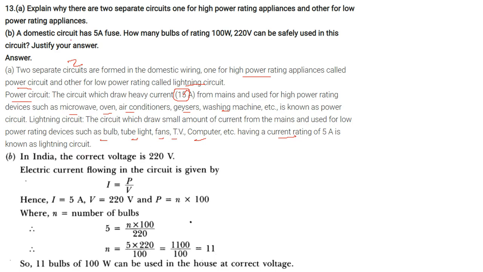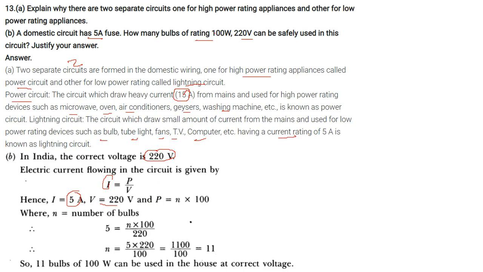A domestic circuit has a fuse of 5 ampere. How many bulbs of rating 100 watt, 220 volt can be safely used in this circuit? Justify your answer. In India the normal voltage is 220 volt. Now the electric current flowing in the circuit, I, is given by P by V. I is given in the question as 5 ampere, and V is 220 volt.